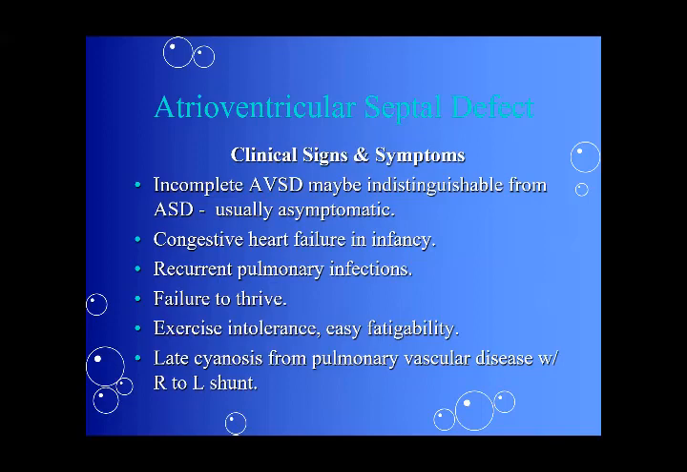Congestive heart failure is present in intensity. In large VSD, recurrent pulmonary infections are there. The patient tires easily. So failure to thrive, exercise intolerance, and easy fatigability are present. Late cyanosis from pulmonary vascular disease and right to left shunt is there.